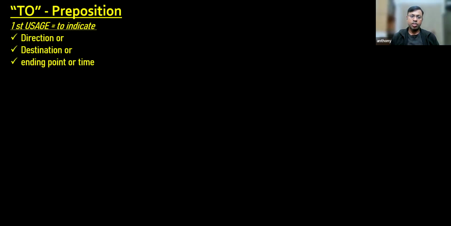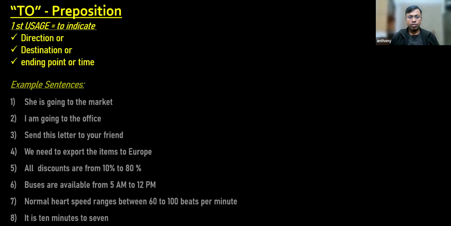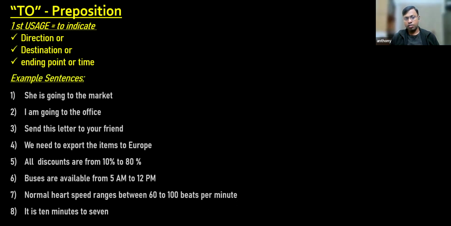So, direction, destination. Destination means the ending point of a place, the ending point of time. We will see what that is. Example sentence: She is going to the market. So the destination: market is the destination. Fine. Now which direction is it talking about? The direction which is leading to the market. You're supposed to walk towards north to go to the market. It is telling about the north direction. Indirectly, she is going to the market.